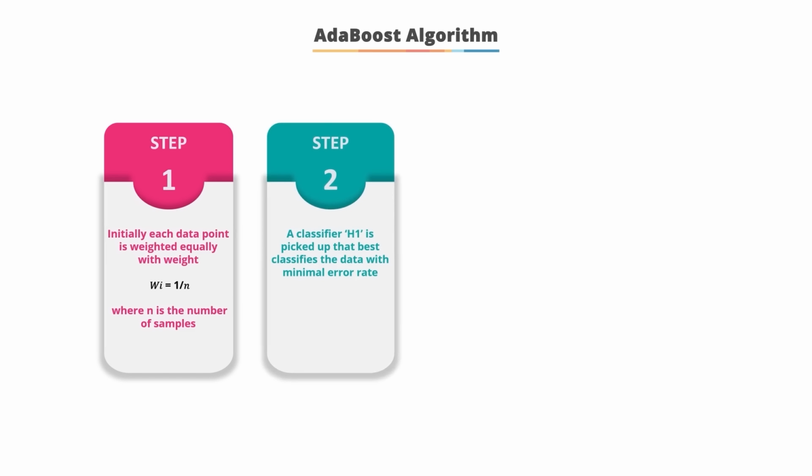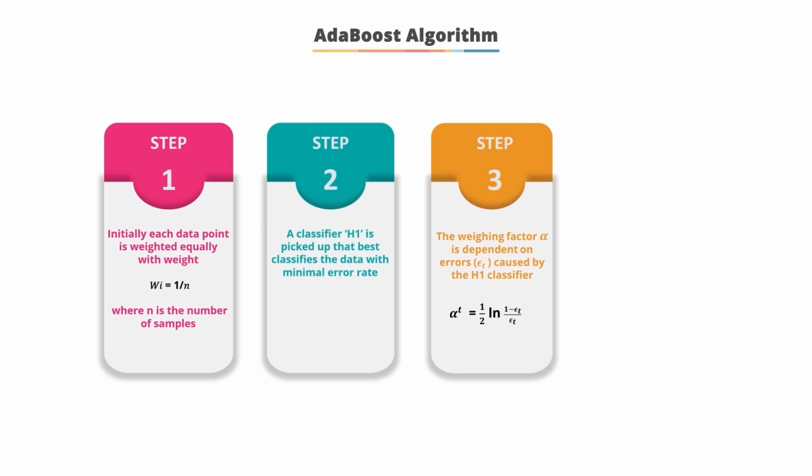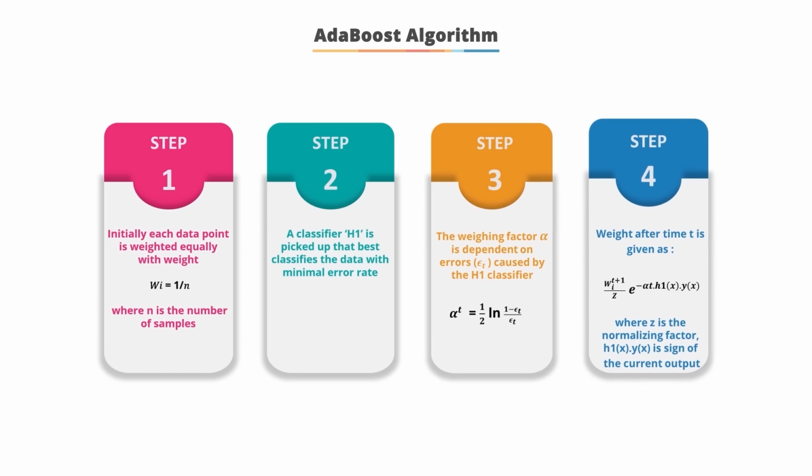Step 2, a classifier h1 is picked up that classifies the data with minimal error rate. Step 3, the weighted factor alpha is dependent on errors et. Step 4, weight after time t is given as this formula, where z is the normalizing factor, and h1(x), y(x) is the sign of the current output.